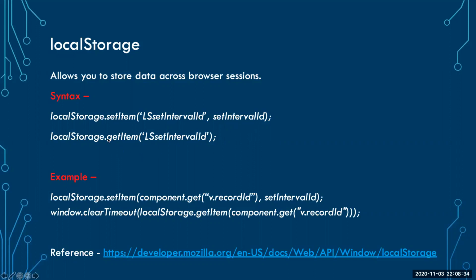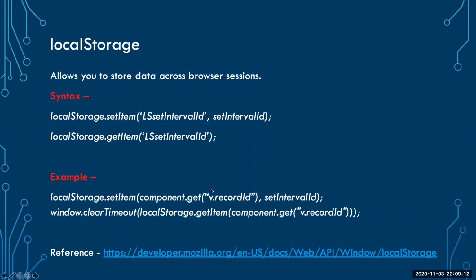And when you try to use window.clearTimeout, which is to stop the timer, right? When you try to use it that way, all the timers will stop at a time, which is why I tried storing them against the record ID. Whenever you want to stop that, you can use this component.get recordId. That way you will get only the set interval ID of the component which is running specific to that particular record. I hope I'm not confusing you. So that's how it is.